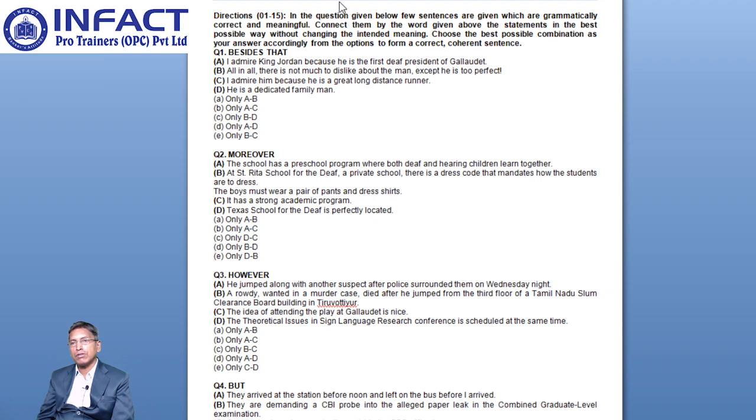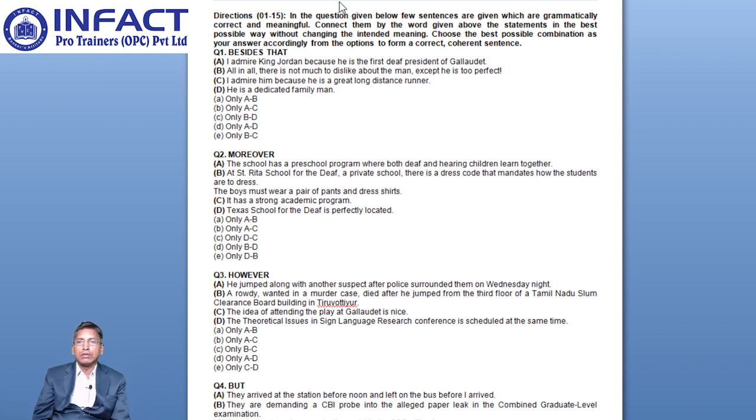So which option should come at the first part and which option should come at the second and so on? So the connecting statement as far as this point is concerned, A and C would be the connecting statement. That is, I admire King Jordan because he is the first deaf president of Gallaudet. Besides that, I admire him because he is a great long distance runner. So that besides that can connect statement A and statement C together to make it meaningful.